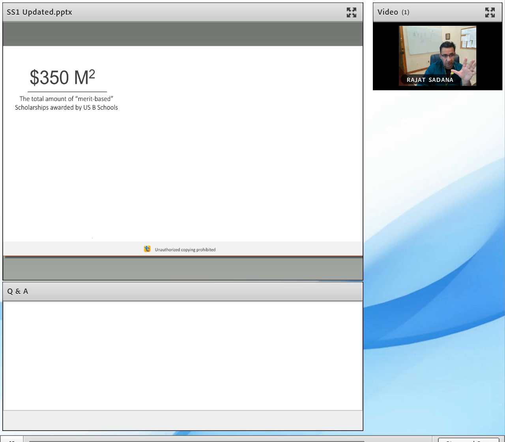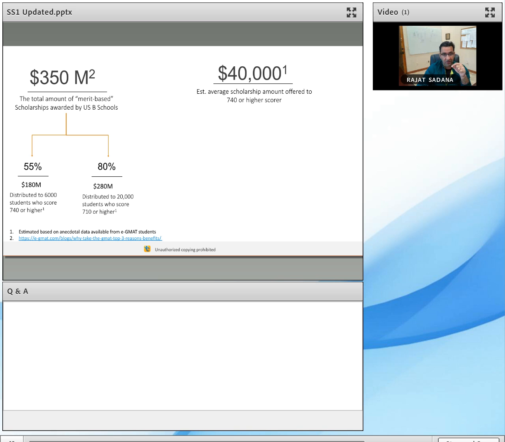Just some statistical data over here. 350 million is about our estimated amount of scholarship money that these schools give out. And based on our estimates, and we get lots and lots of stats, 55% is distributed to about 6,000 students who get to 740 or higher, and about 80% of that money goes to about 20,000 students who get to a score of 710 or higher.